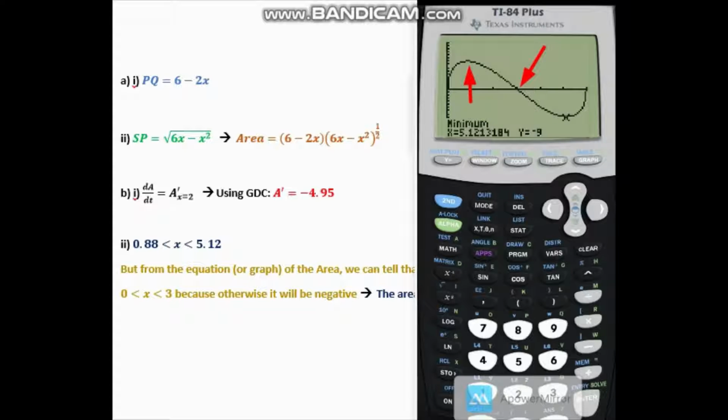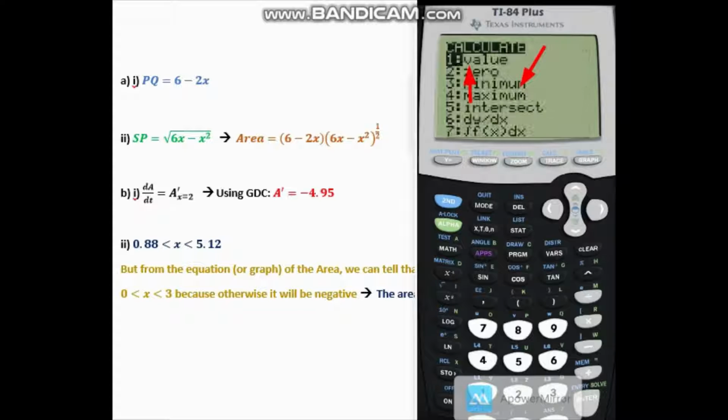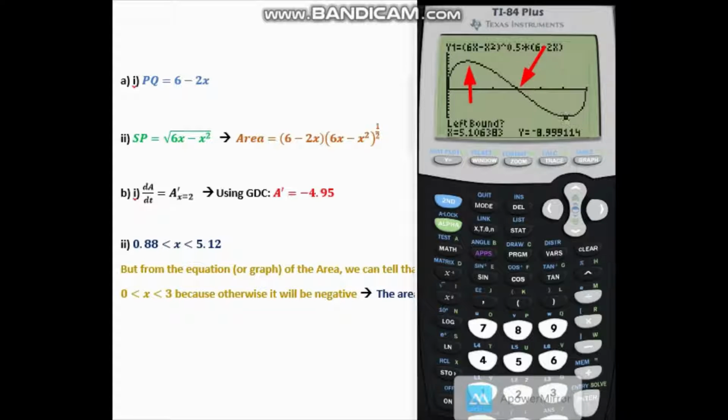So we can actually check this out using the calculator to make sure. I shall press second, trace, find the 0 value. I shall drag the cursor to the left of my 0 value and then to the right of my 0 value and then around my 0 value, and the calculator tells me that when x equals 3, y equals 0. So this is the minimum value of the area. Hence, the area is decreasing from 0.88, but only up till 3.